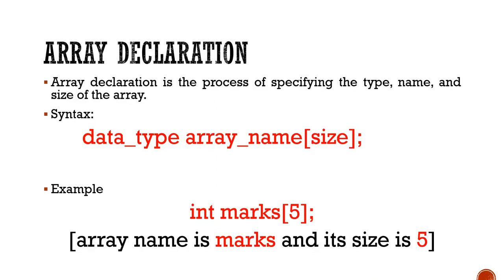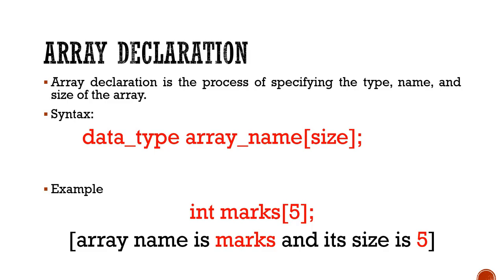Now we will see about the array declaration. Array declaration is a process of specifying the type of an array, name of an array and size of an array. See the syntax here: data_type followed by array name followed by the size specified inside a square bracket. The above statement will create the array with the name array name, and it can store a specified number of elements of the same type.